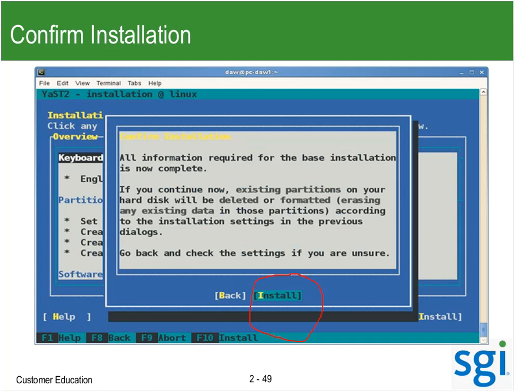Parted and MakeFS are being done right away. So everything up till now, my other root is still intact in case I made a mistake. Once I hit this install button, it's gone. I will not be able to recover those prior partitions. Any questions or comments?